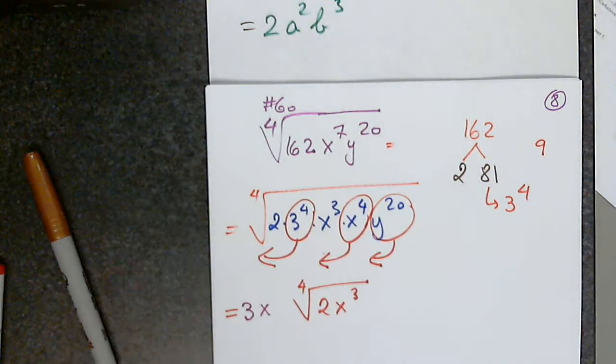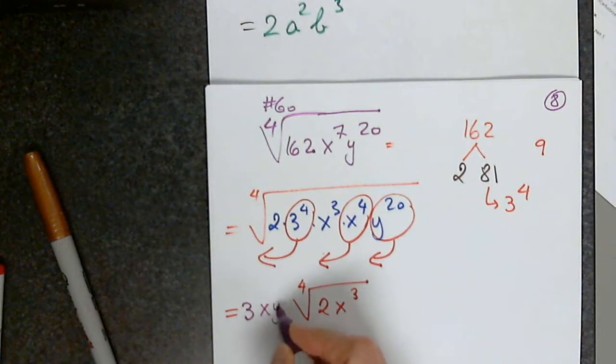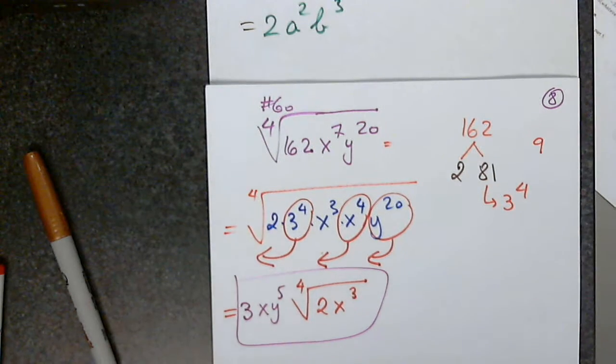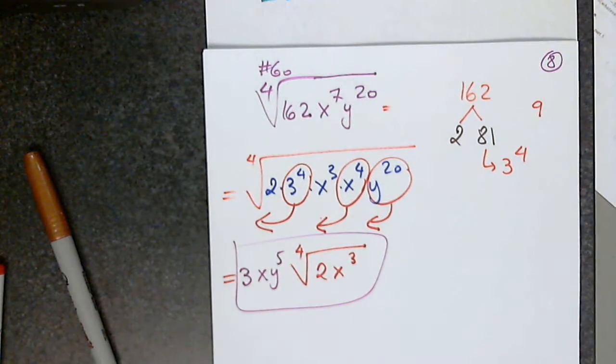I'm assuming everything is positive, so I don't have to worry about absolute value. And what else? Very good. Excellent. Now this is fully simplified. There's nothing else we can do here. It is indeed 3xy to the 5th times the fourth root of 2x cubed.